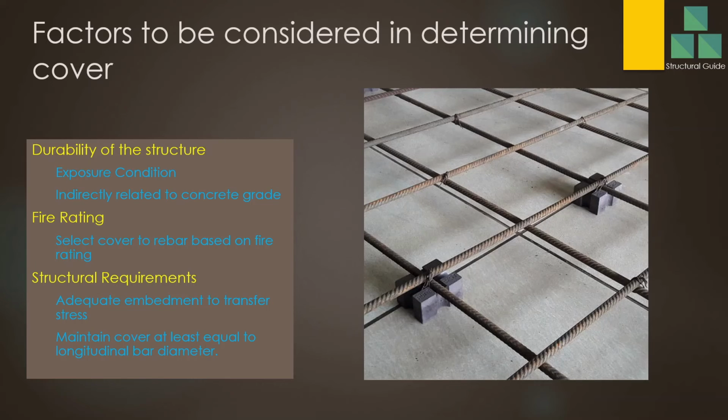Adequate embedment to transmit stress. As I previously explained, we need to maintain adequate cover to avoid slip of the reinforcement. As a rule, we maintain the cover as at least the bar diameter of the particular bar that is carrying the stress, in structures like columns and beams, where tensile or compressive forces are there.